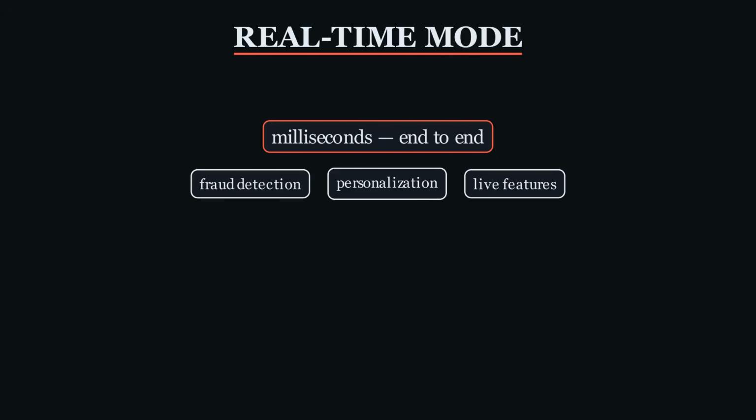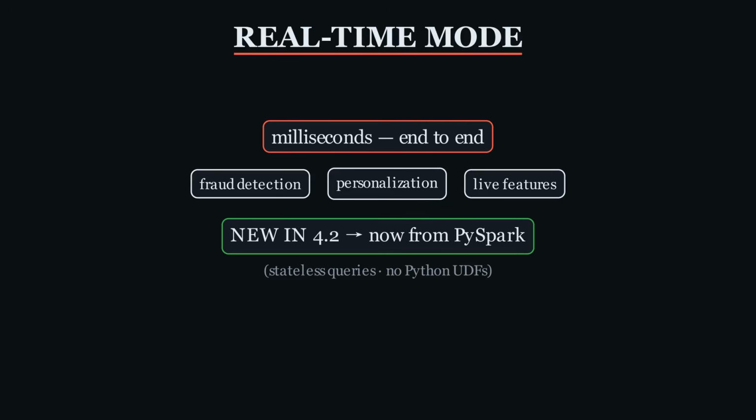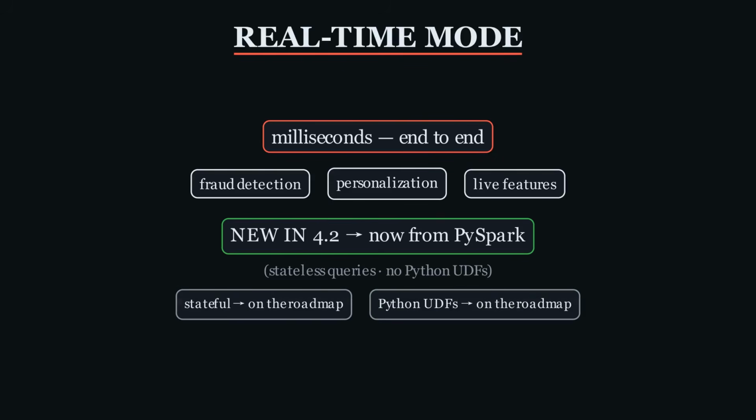For streaming, real-time mode keeps pushing end-to-end latency down into milliseconds, fraud detection, personalization, live features. The 4.2 news. It now works from PySpark for stateless queries without Python UDFs. Python was the last big audience locked out of true low-latency streaming. Now it isn't. Stateful support and Python UDFs are on the roadmap, not in your hands yet, so read the fine print. But the direction is unmistakable.